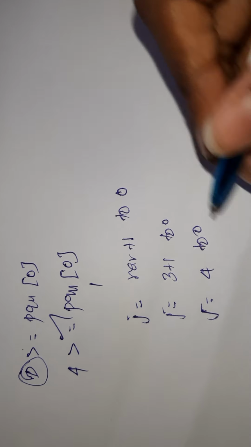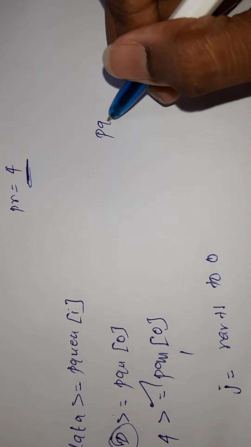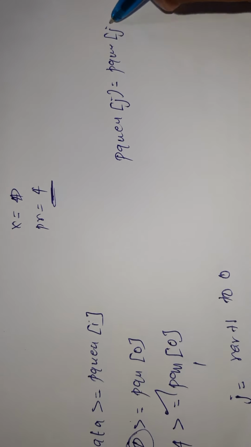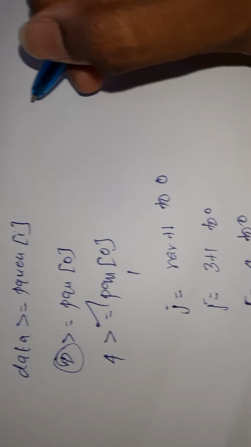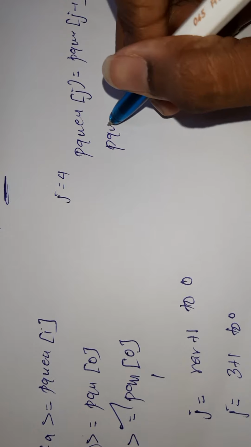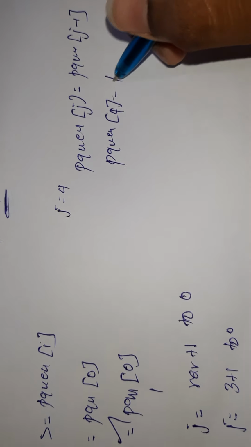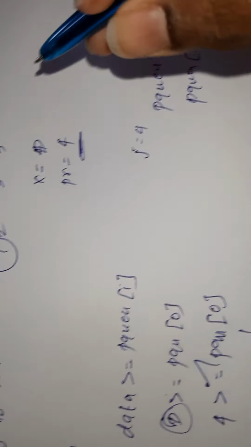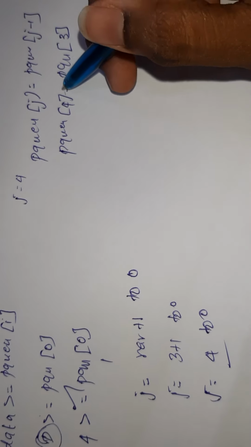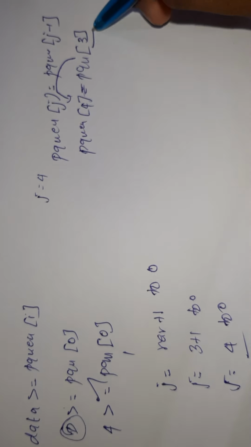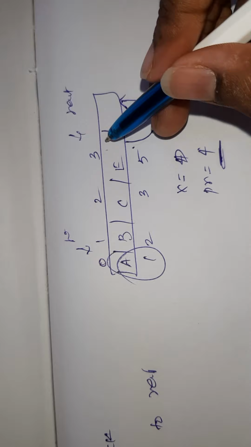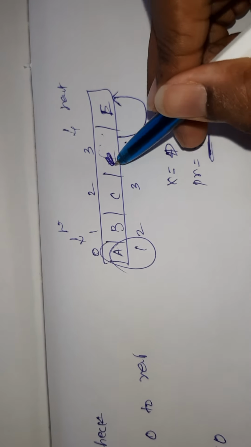So, what will happen now? We are going to do this condition: PQ J equal to PQ J minus 1. Initially J equal to 4, so I am going to keep PQ 4 equal to PQ 4 minus 1, that is PQ 3. Whatever you are having in the 3, I am going to keep it in the 4. That is the meaning. This is assignment: whatever you have in the third index, we put it in the fourth index. Automatically, this will come here. Nothing should be there here.